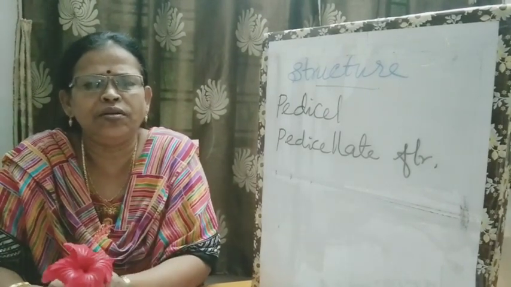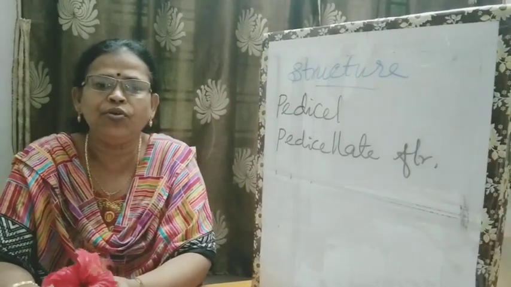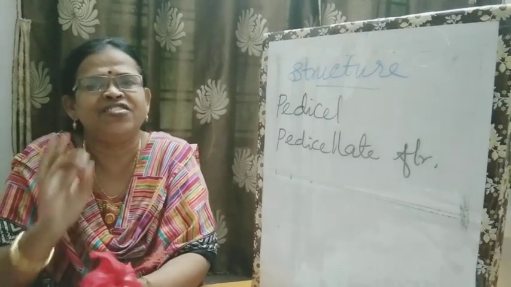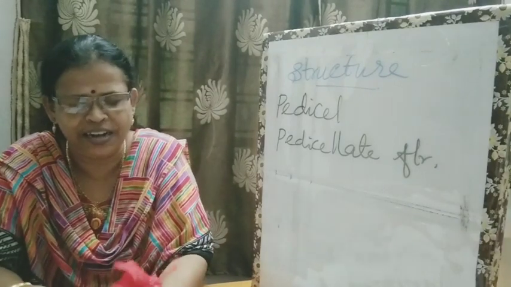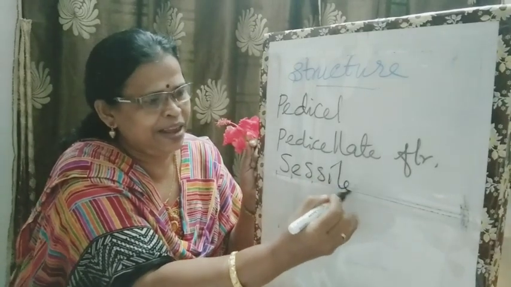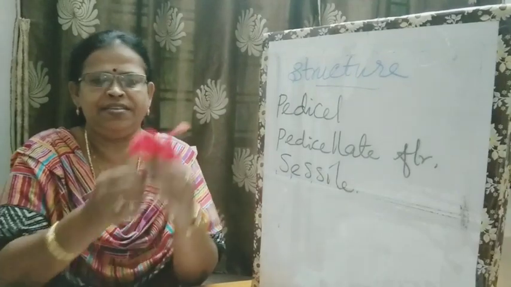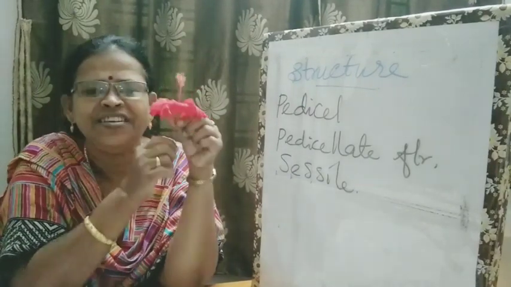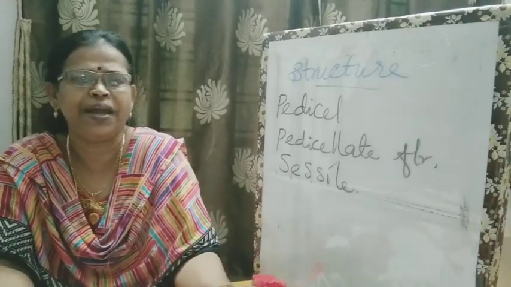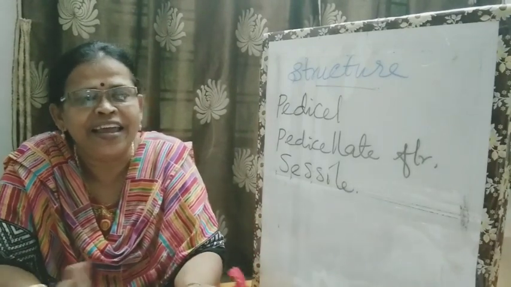If the leaf is not having the petiole, do you know the name for that leaf? Yes, correct. It is sessile leaf. Same like that, in the flower, if there is no pedicel, if the pedicel is absent, then it is called a sessile flower. So you know the difference between pedicel, petiole, sessile, etc.